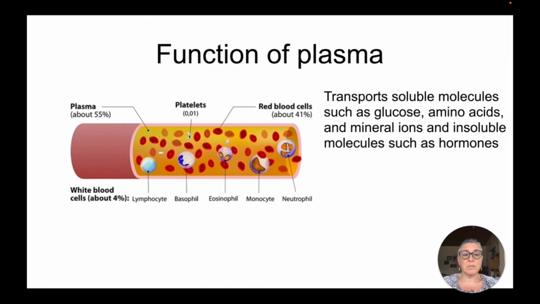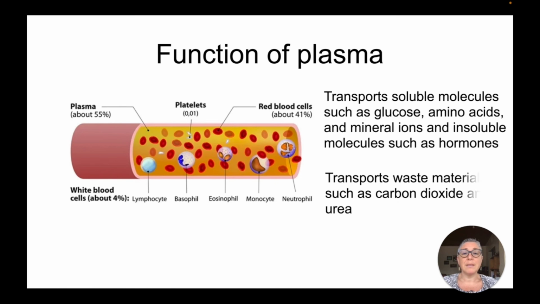So it's going to transport these soluble molecules, for example, glucose, amino acids, and mineral ions, and also will transport insoluble molecules such as hormones and perhaps other proteins. In addition, plasma is also going to transport waste materials such as carbon dioxide and urea.